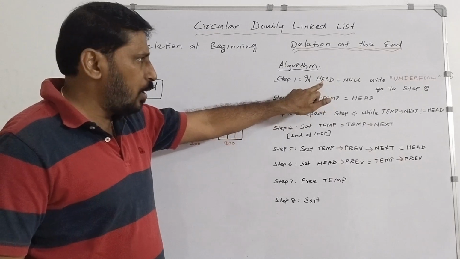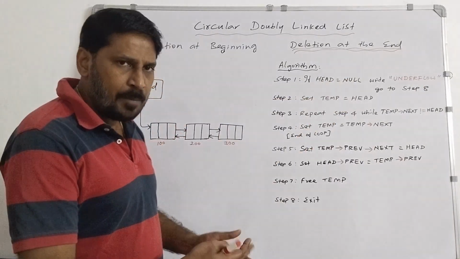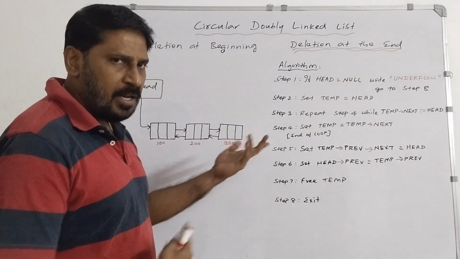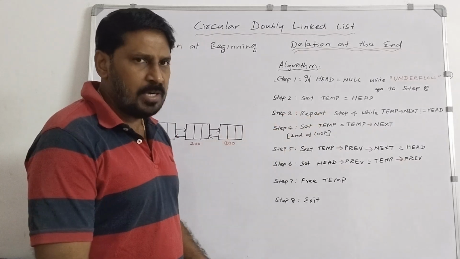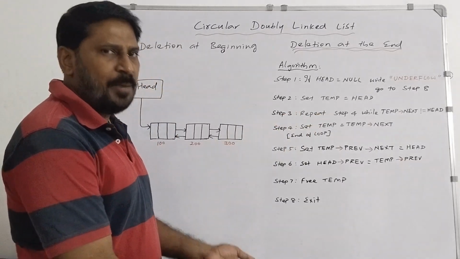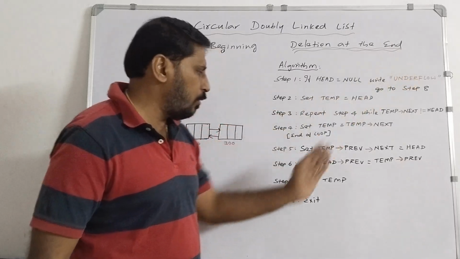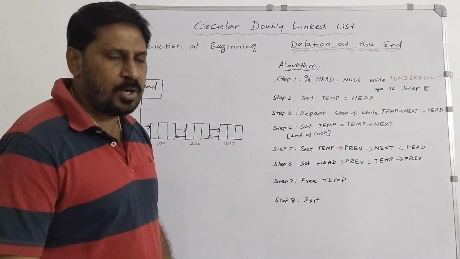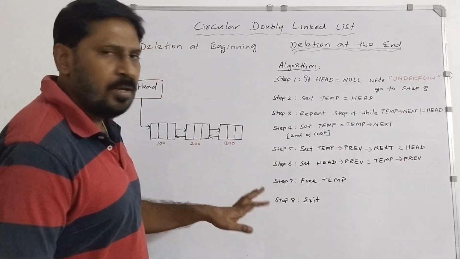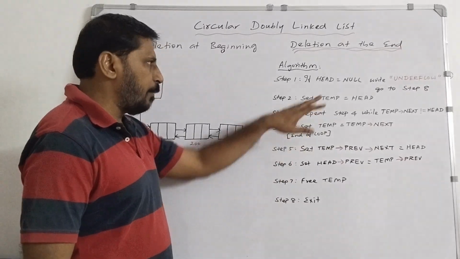We already know that head is null means, at the time of deleting any element, the head is already empty, so we are unable to delete any element in an empty list. That's why it is the underflow condition. We go to step 8 and we stop the process. We are unable to do anything, unable to delete anything.